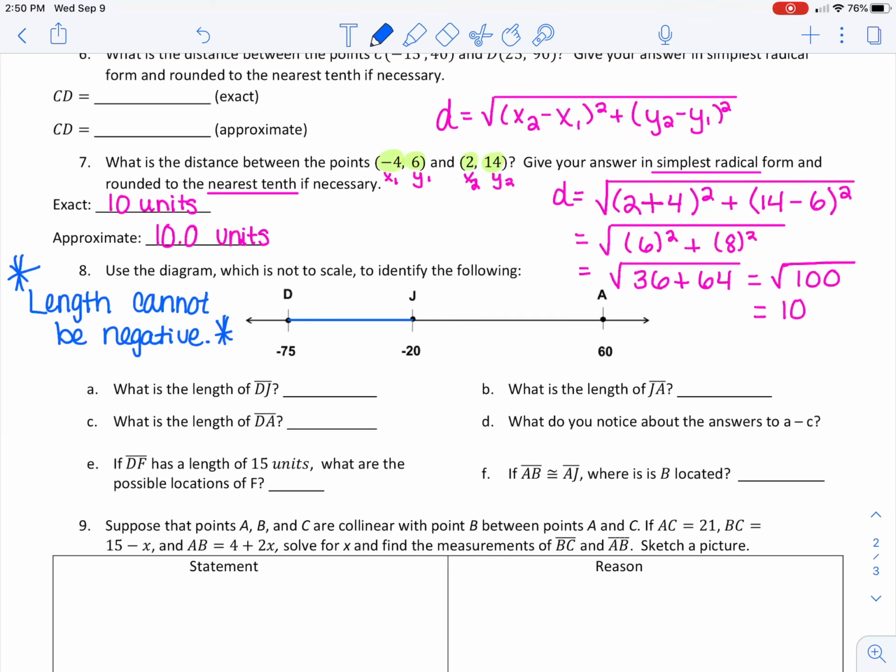So what I'm going to do is take my biggest number and subtract my smallest number. Now, it looks like negative 75 is my biggest number, but negative 20 is actually bigger than negative 75 because it's closer to 0. So we have negative 20 minus a negative 75. Like I said, you're subtracting the 2. So those negatives become a positive, and we have negative 20 plus 75. And that gives us 55. So that means that DJ is 55 units.